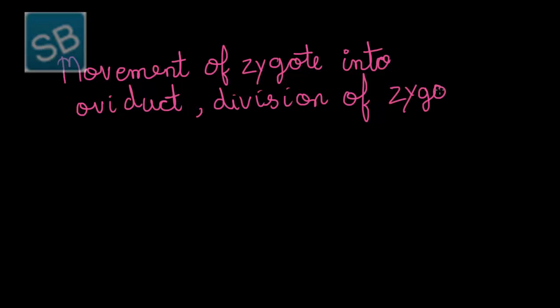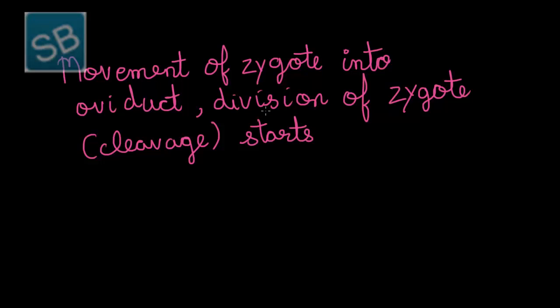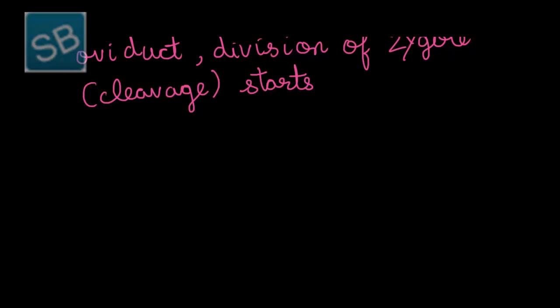Now, during the movement of the zygote into the oviduct, the division of the zygote starts, and this division is known as cleavage. That is, the division of the zygote that starts after its movement into the oviduct is known as cleavage. It is this cleavage that results in the formation of more cells, that is, the multiplication of cells occurs due to cleavage.